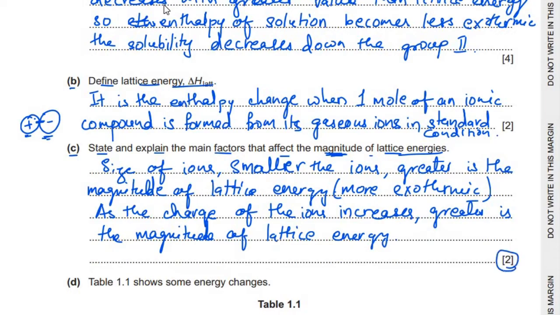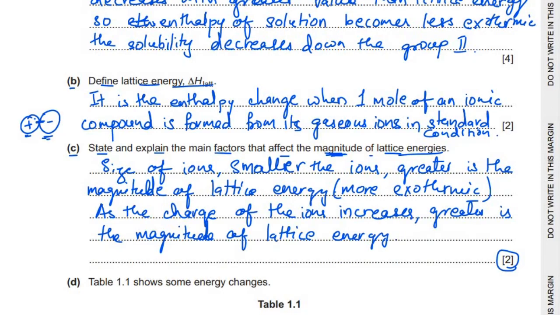And here, as we have described, state and explain, so we are giving the reason also that how it affects. So 2 marks is for the two factors being stated and explained both. So we need to explain and state the factors.